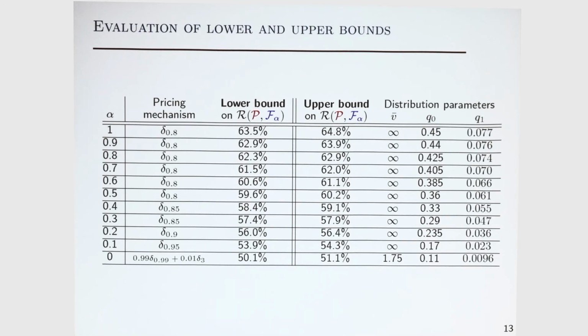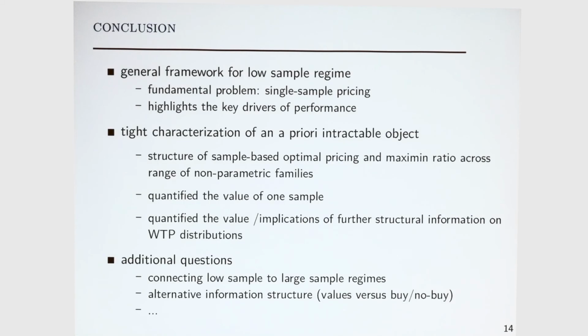So I think I will jump to the conclusion. Mainly, in this problem we have one sample, and we allow for any pricing mechanism, and we characterize the near optimal mechanism as well as the near worst case distribution, and as a result, we are able to characterize the maximum ratio.